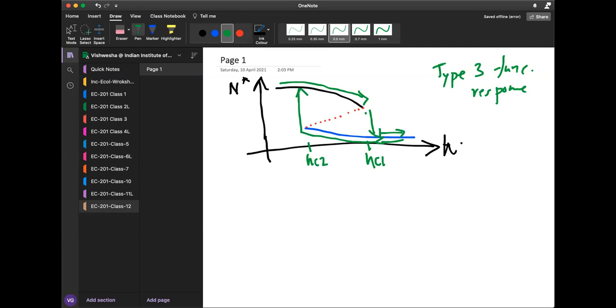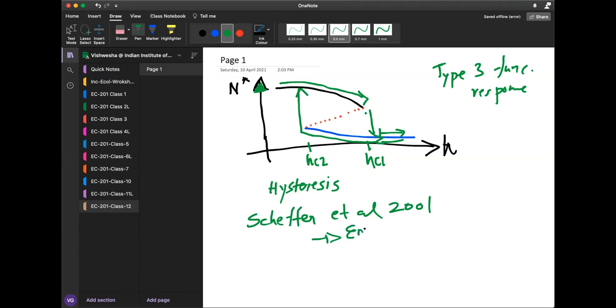So this phenomenon is called hysteresis, which is also a phenomenon you may have learned in magnetism, by the way. In high school magnetism, somewhere you may have learned about this phenomenon called hysteresis, and it's analogous to that. And a paper by Sheffer et al. (2001) provides many empirical examples that show these types of features. So examples of abrupt shifts, examples of what is called hysteresis. It actually provides empirical evidence for this.